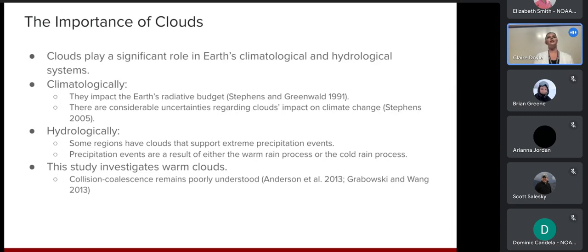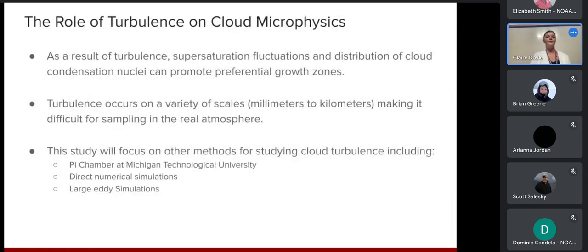This study will particularly investigate the warm rain process and warm clouds because collision coalescence is one of the processes that remains poorly understood. This is where you get a few anomalously large droplets that then can start to combine and collect together and then fall as rain. So we want to focus on those types of processes.